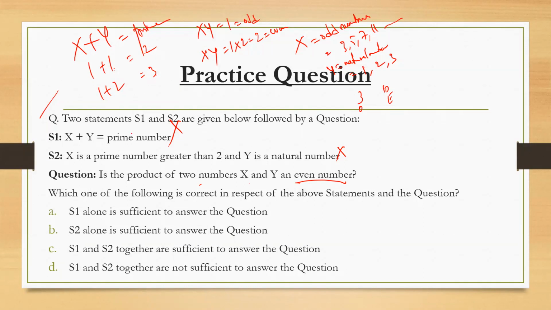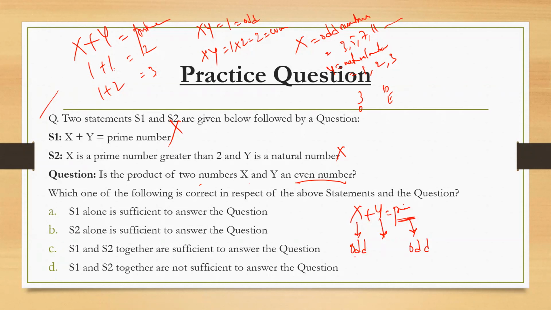Okay. Now, what if we combine both of them together? When we combine both of them together, we mean what? X plus y is equal to prime. And here x is what? A prime number which is greater than 2. That means we are talking about odd numbers here. Okay. Now, if x plus y is a prime number, this also will be odd only.